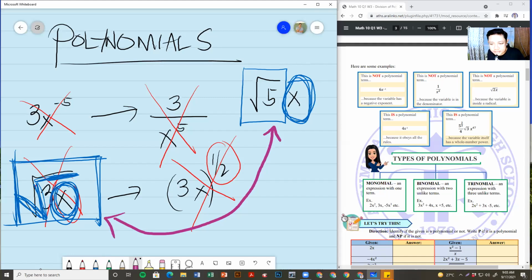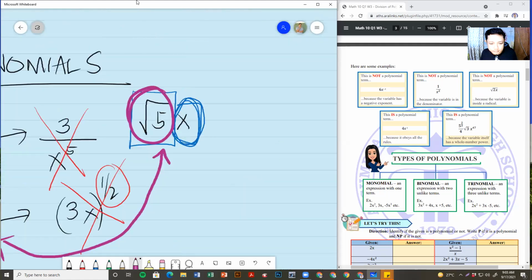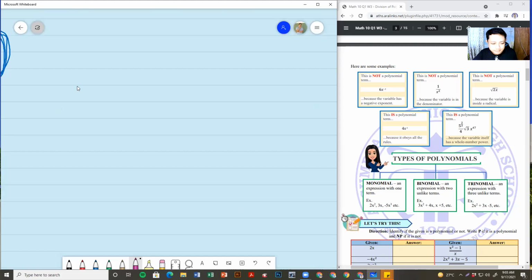Yes, very good. It is now a polynomial. Always remember, if it's just a regular variable with a positive integer exponent, that is a polynomial, no matter what type of number your coefficient is. It's still a polynomial. Let's have an example. Let's try this. For example, this time, let's see this.